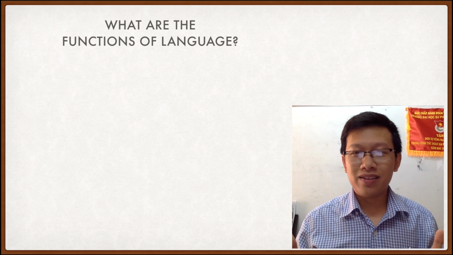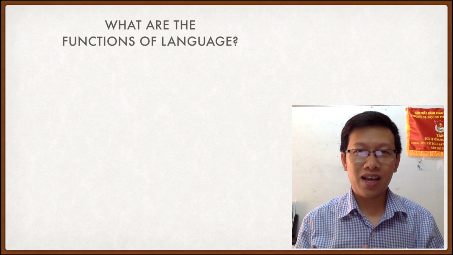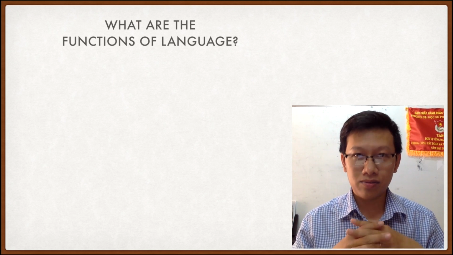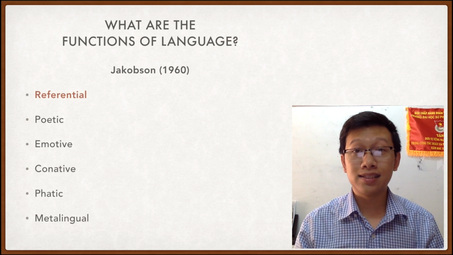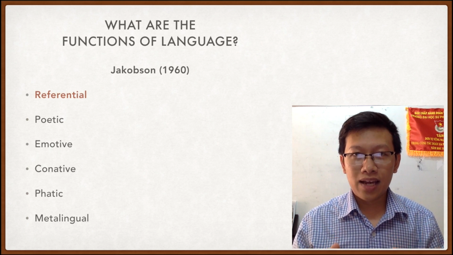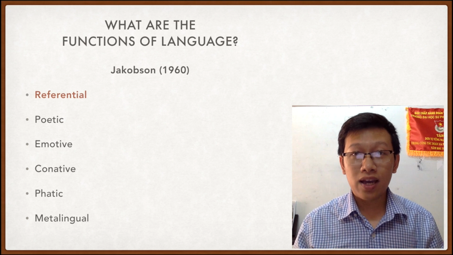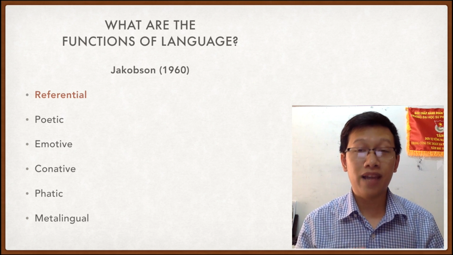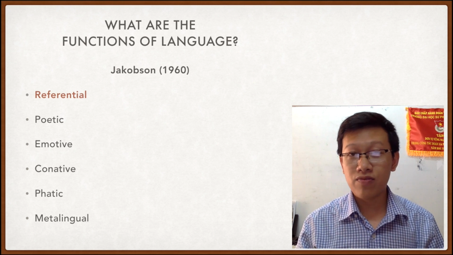Also, there have been many different views on the functions of language, and now we're going to take a look at the point of view of a very famous researcher, Jakobson, in 1960. He observed language, the development of language, and the use of language in society, and he came up with 6 basic functions of language. The first one is called referential.